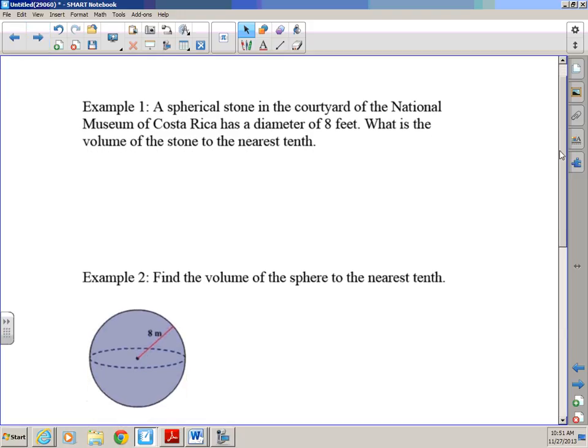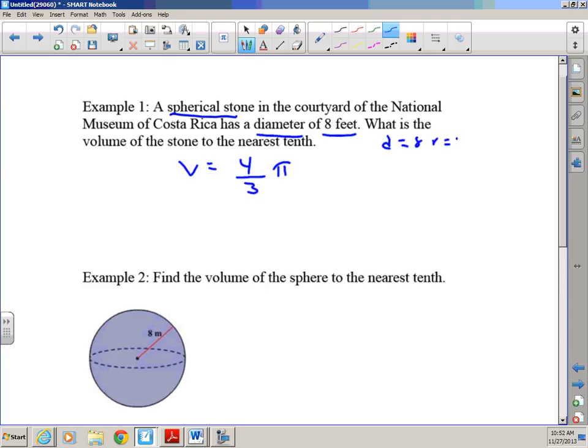Example 1, the spherical stone in the courtyard of the National Museum of Costa Rica has a diameter of 8. What is the volume? So V equals 4/3 pi r cubed, so D is 8, which means r is 4, times 4 cubed. That is simply all you have to do. So your answer, 261.8 feet cubed. Okay.